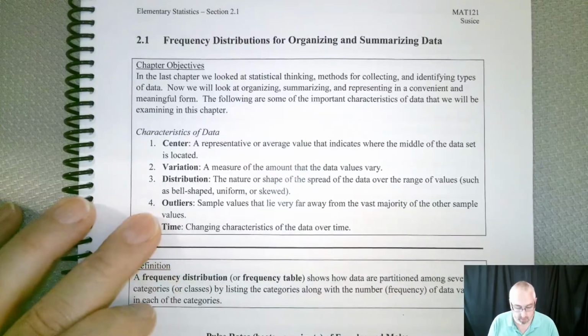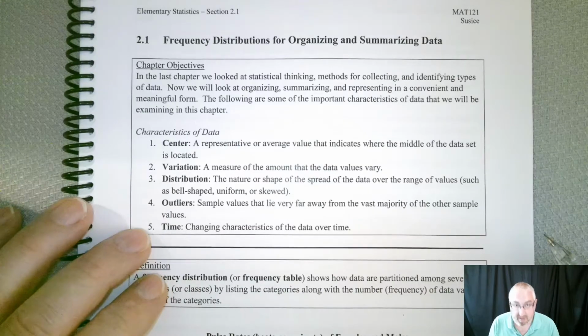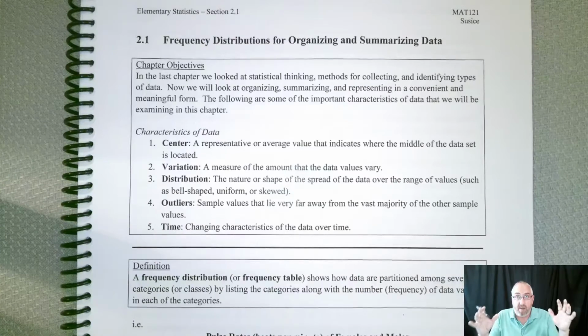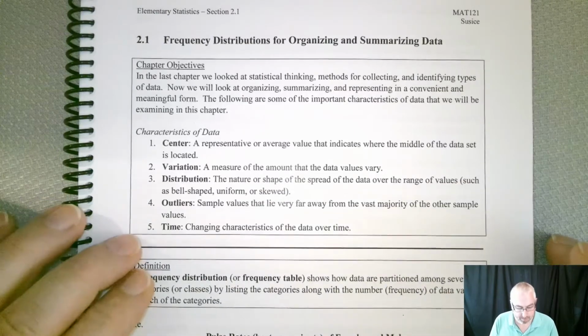Outliers are also important. So sample values that lie very far away from the vast majority of other sample values. If you have data that's all compacted around the center, but then you have a data value that's way higher or way lower, something's weird about that. A statistician would look at those outliers and analyze whether or not maybe there was a problem with how the data was collected on that particular data value, or something along those lines. So those are also going to be important when you're talking about data.